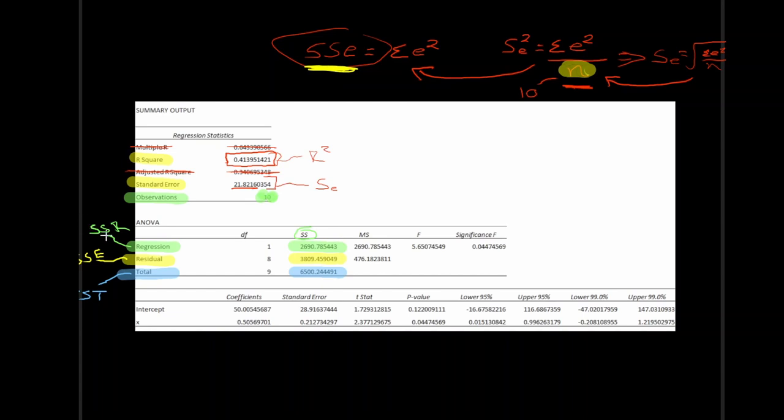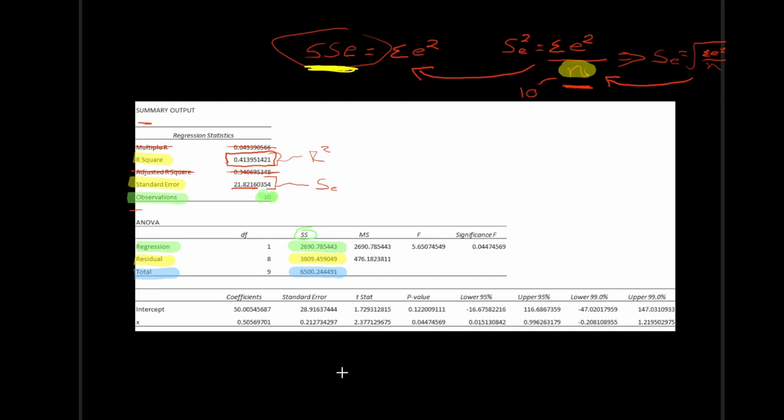So we can calculate R squared. If we didn't have this top part, we could still calculate R squared just based off of the information given in this part of our table. So, some useful bits going on there.